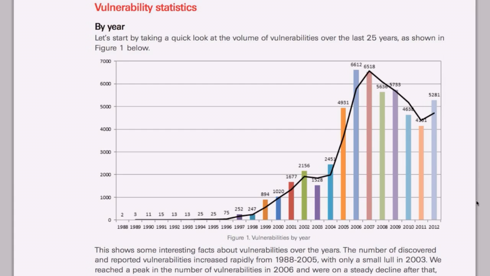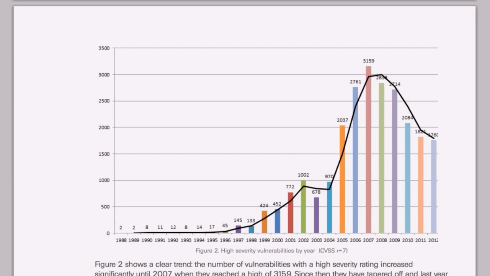However, if you look at the next graph, we see that 2012 actually had a record number for the number of vulnerabilities with a score of 7 or higher. Yeah. So only high risk vulnerabilities. We see that even 2012 is still down from every previous year. 2007 was bad. Yeah. All-time high.